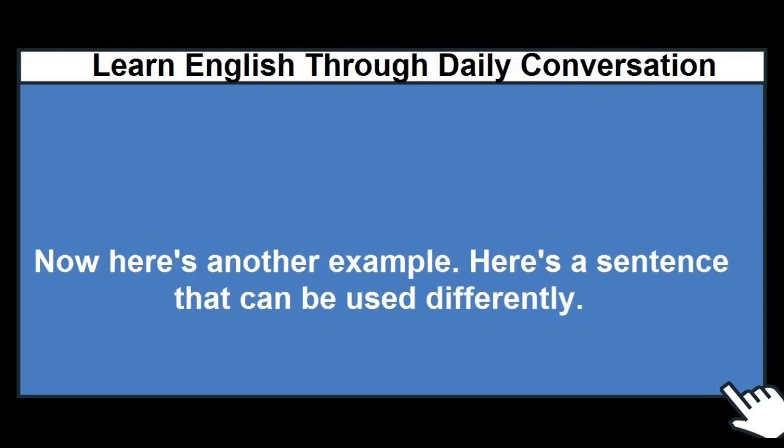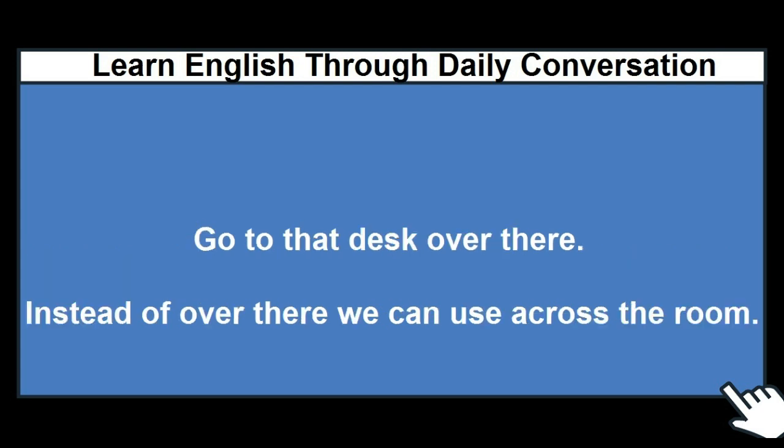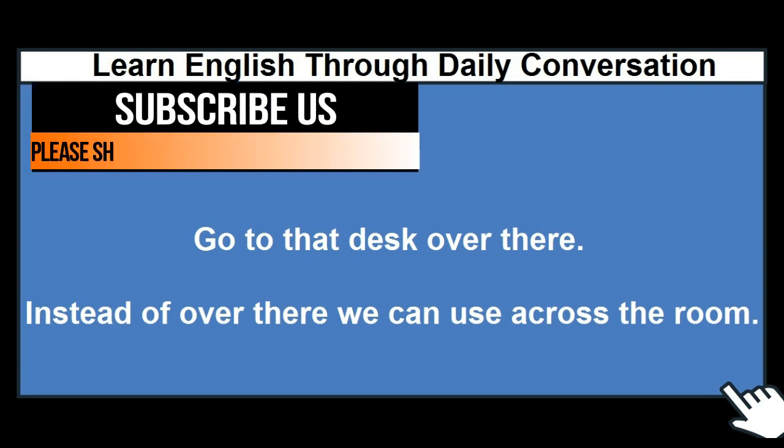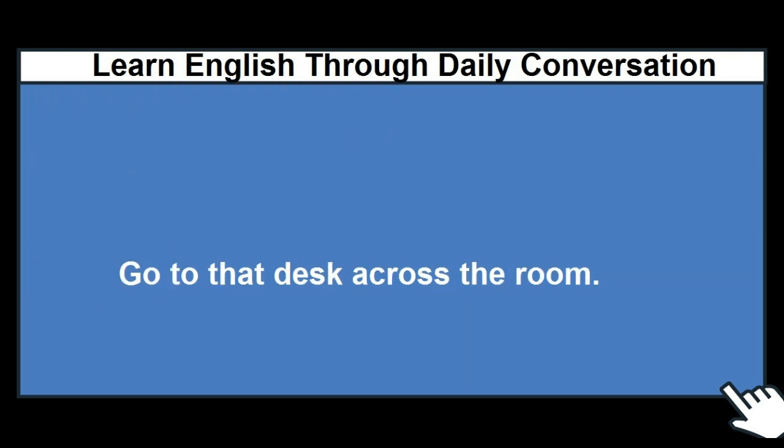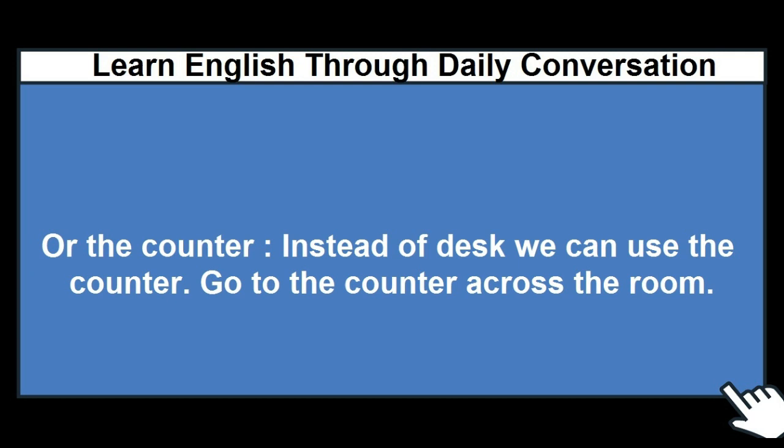Now here is another example. Here's the sentence that can be used differently. Go to that desk over there. Instead of over there, we can use across the room. Go to that desk across the room. Or the counter. Instead of desk, we can use the counter. Go to the counter across the room.